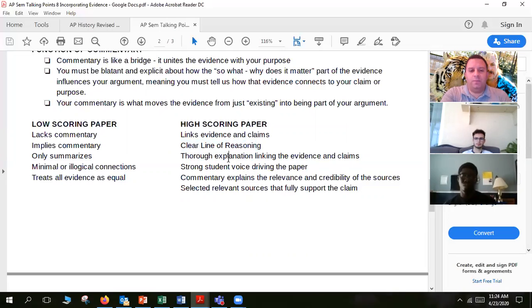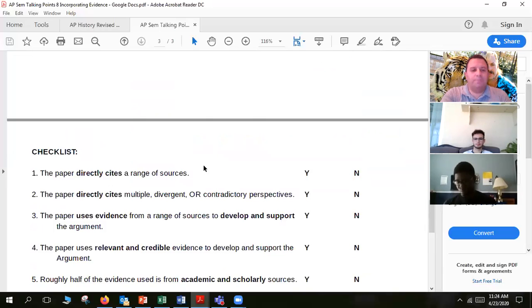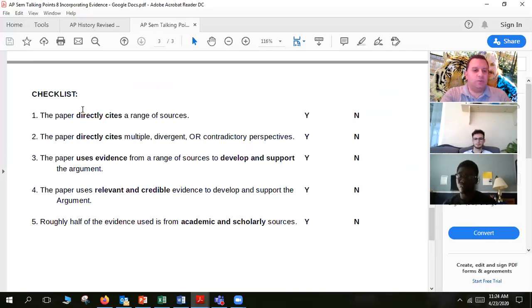If you do that well, your voice is going to shine through. So the voice part is not something that you'll have to do explicitly if you do these things above it really, really well. Your voice will just come through naturally, okay? And then again, the sources completely or fully support the claim. And then again, the biggie is that the commentary explains what the relevance and the credibility of those sources are, okay? And so then this document just ends with a little checklist that you can use for yourself.